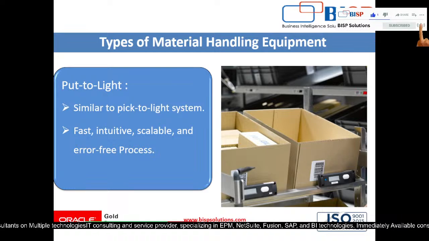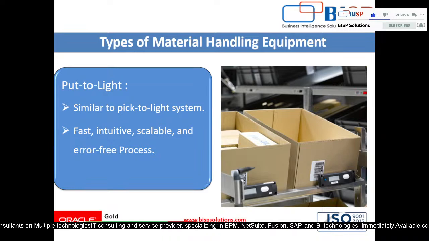How does this put to light system work? In the put to light system, containers of individual items are directed to a put to light packing area, where each store or order has an assigned packing location in the order consolidation work area. So the operator scans the container barcode, you can see on the screen, on the inbound container that may enter the put to light area from receiving or storage.